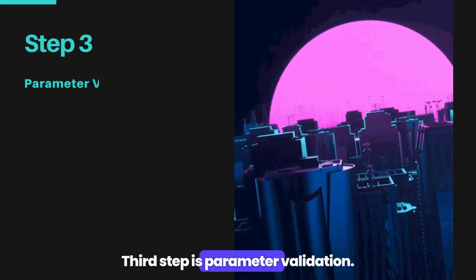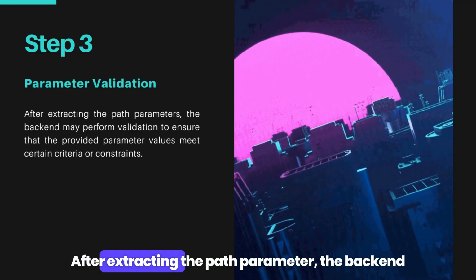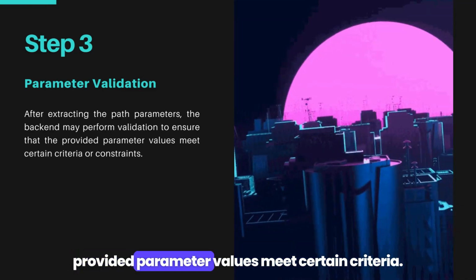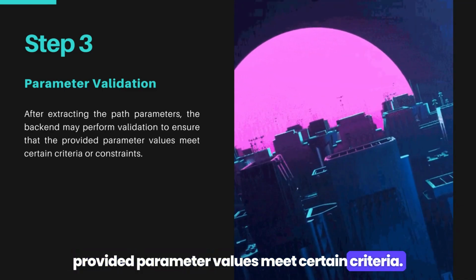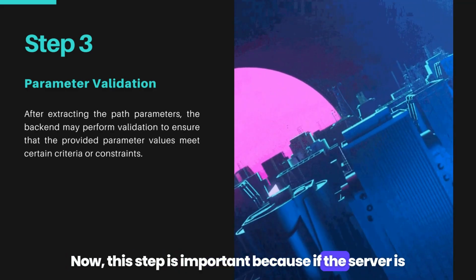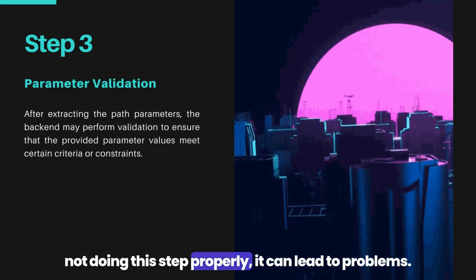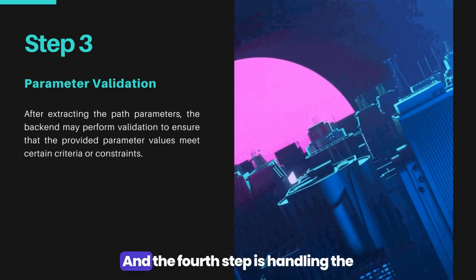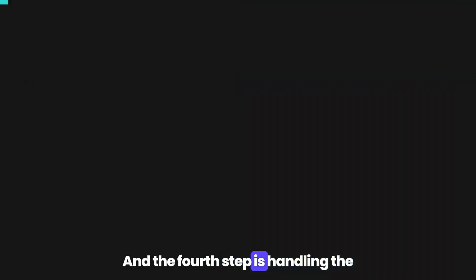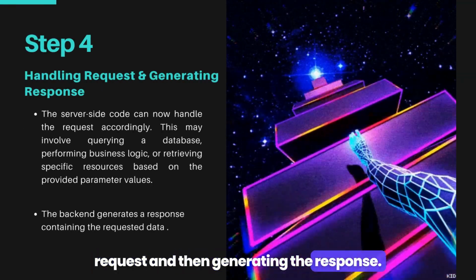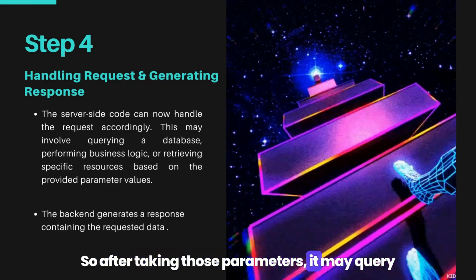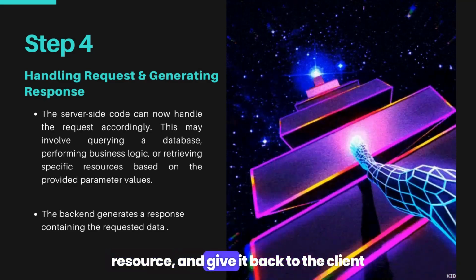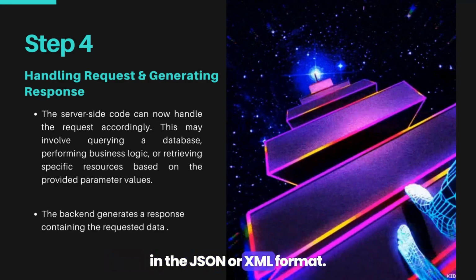Third step is parameter validation. After extracting the path parameter, the backend may perform validation to ensure that the provided parameter values meet certain criteria. Now, this step is important because if the server is not doing this step properly, it can lead to problems. And we will look at that scenario soon. The last step is handling the request and then generating the response. After taking those parameters, it may query a database, perform some business logic, extract the resource, and give it back to the client in JSON or XML format.